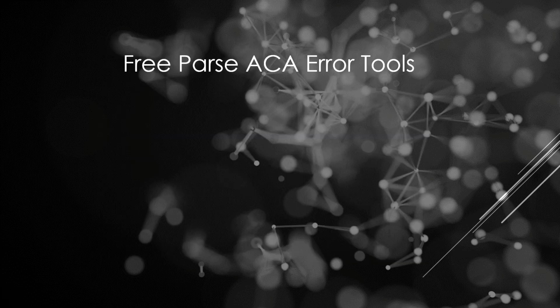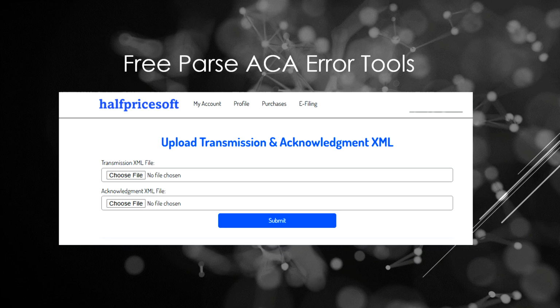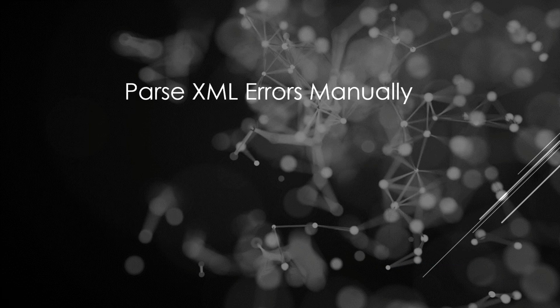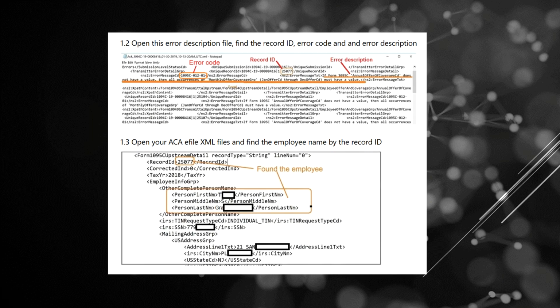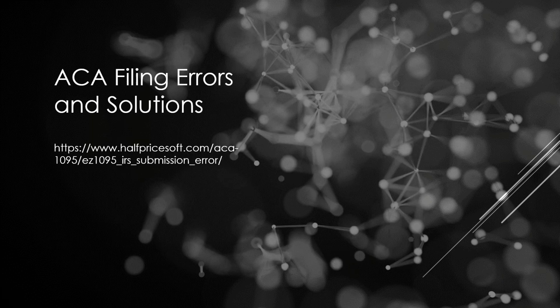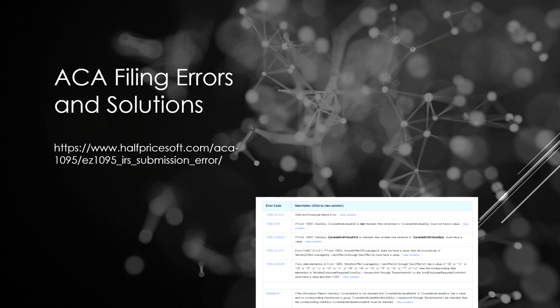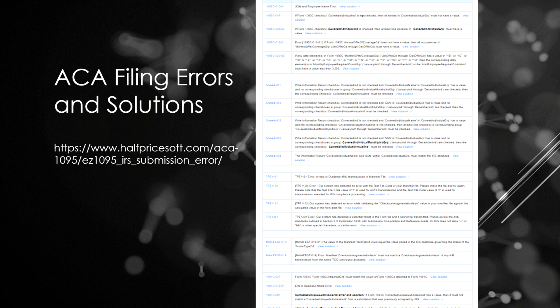Second, if you filed independently using your own TCC, you can use our free Parse ACA errors tool on the Halfpricesoft website. It's built to translate those complex IRS XML files into clear, easy-to-read information. Finally, if you prefer to parse errors manually, you can follow our step-by-step guide. Once you know which forms have errors, check the Common IRS Error Codes list in our video description to find your fix.